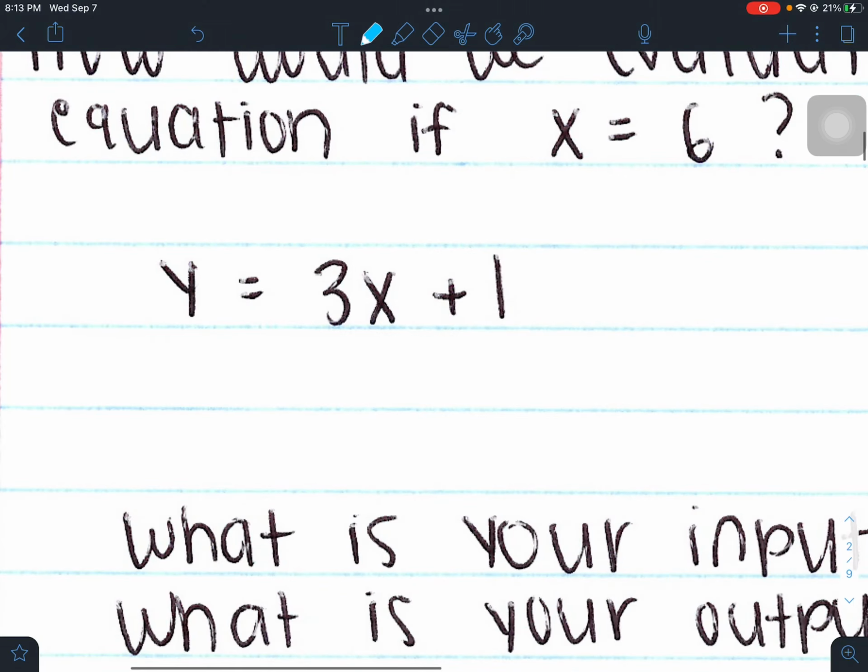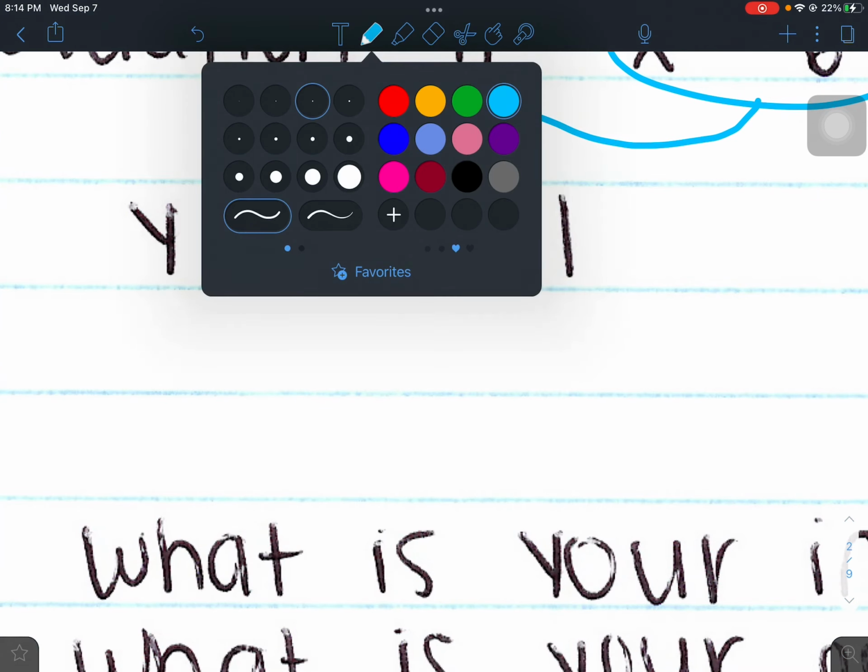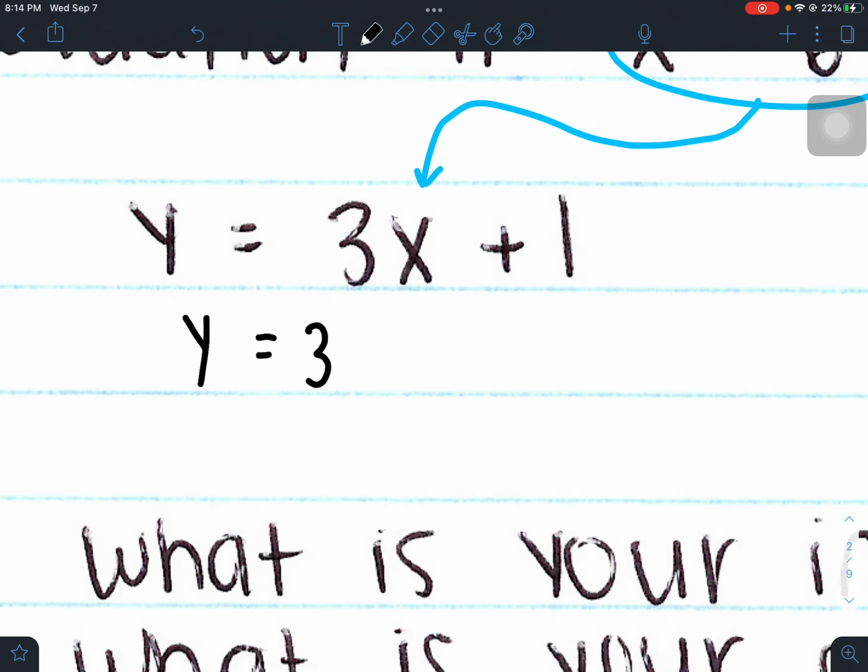All right, moving on from that. We have a function here, Y equals 3X plus 1, and we are given X equals 6. So if we're given X equals 6, then I know I can plug in 6 for one of my values. Since it says X equals, I'm going to plug this value in for the X value. Now, when I plug in, I have Y equals 3, and I'm going to substitute the X out.